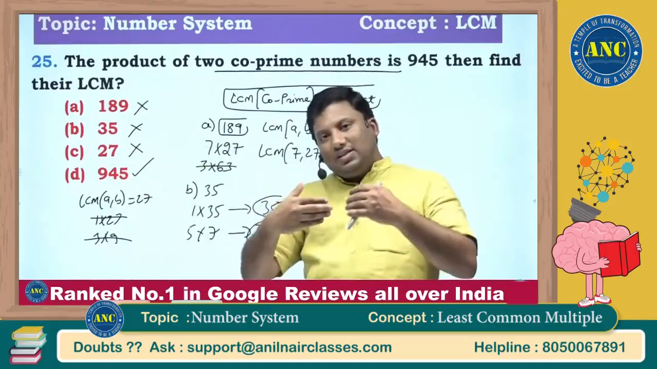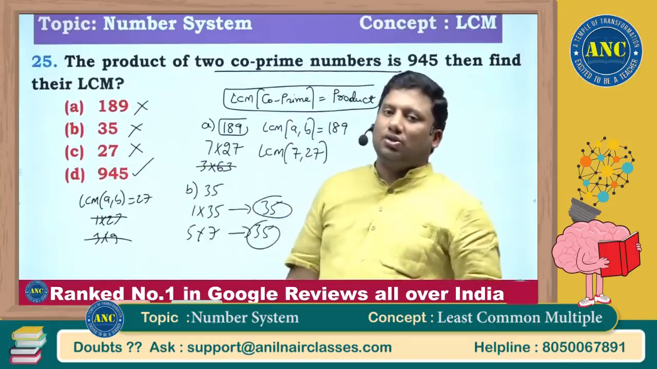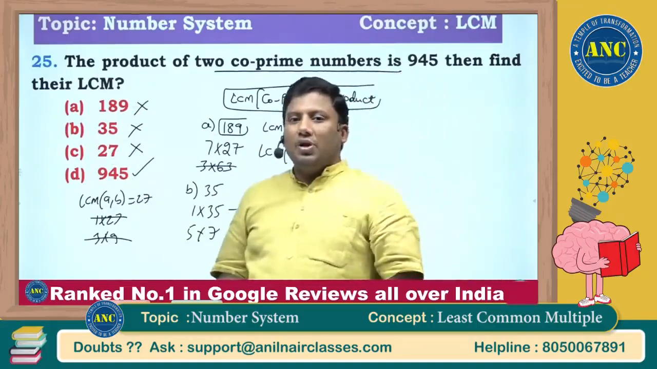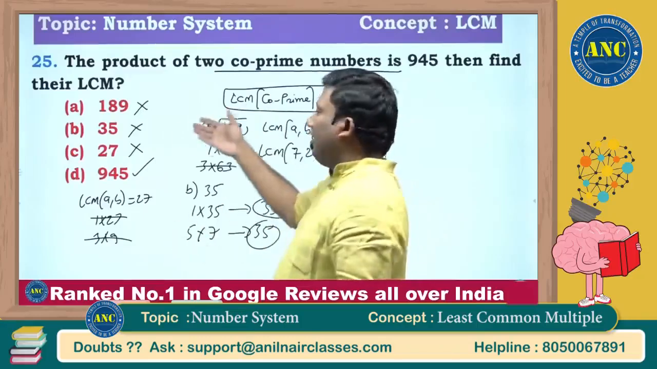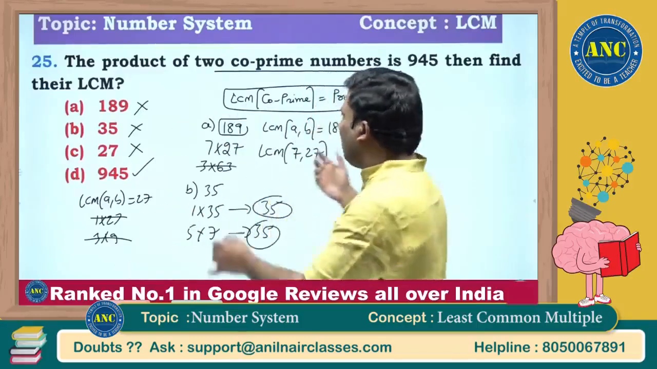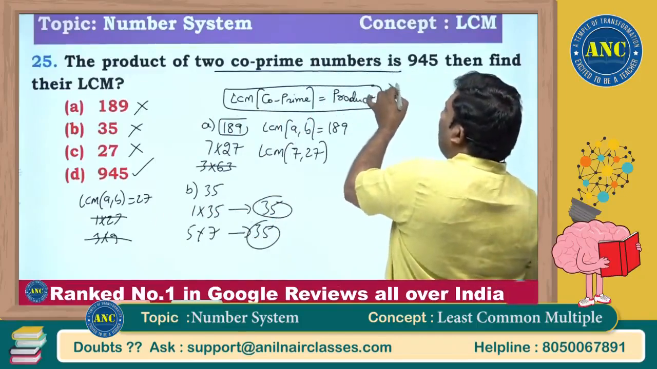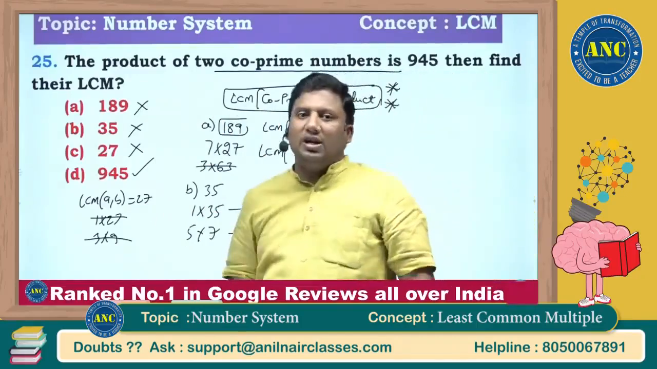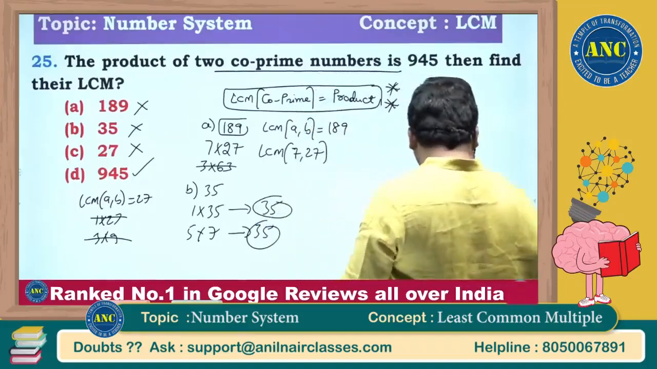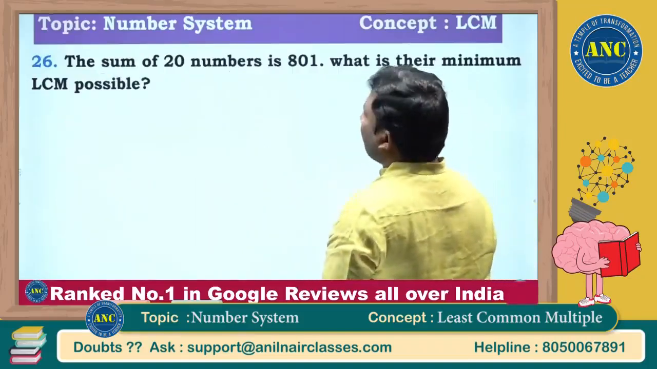If the LCM is 27, 1 into 27 or 3 into 9, the product cannot be 945. Otherwise, the LCM of coprime numbers is always their product. The answer is 945. Next one.